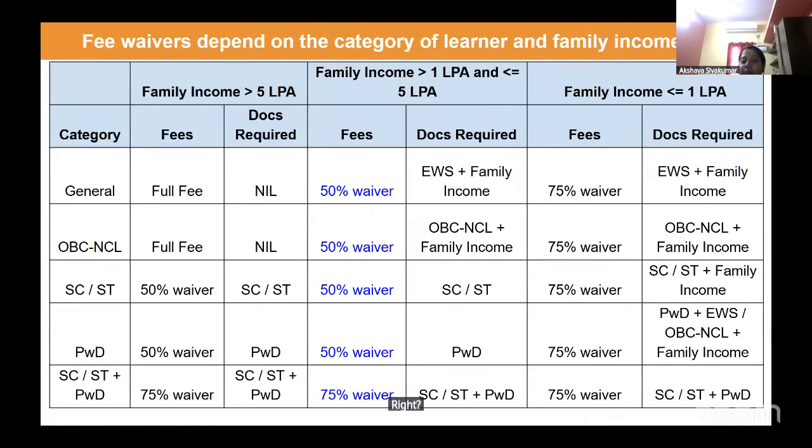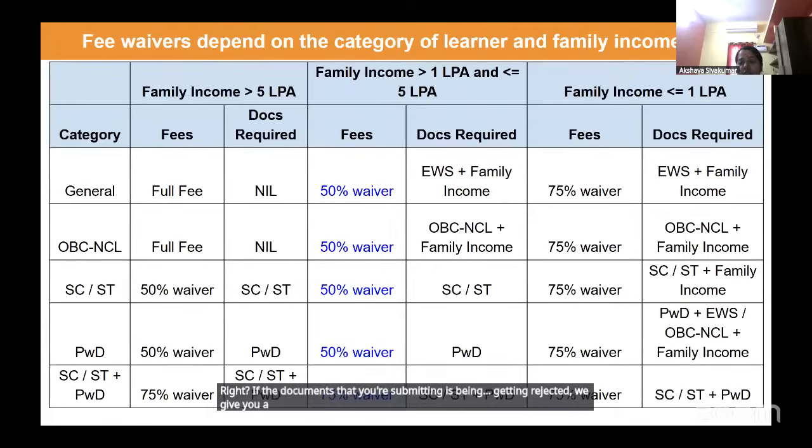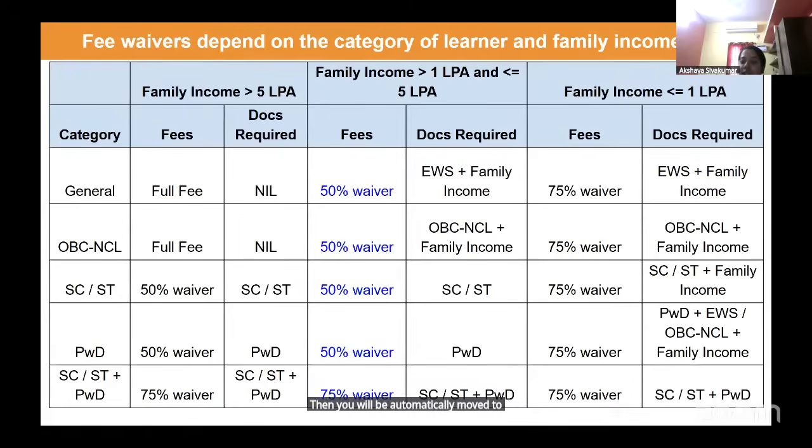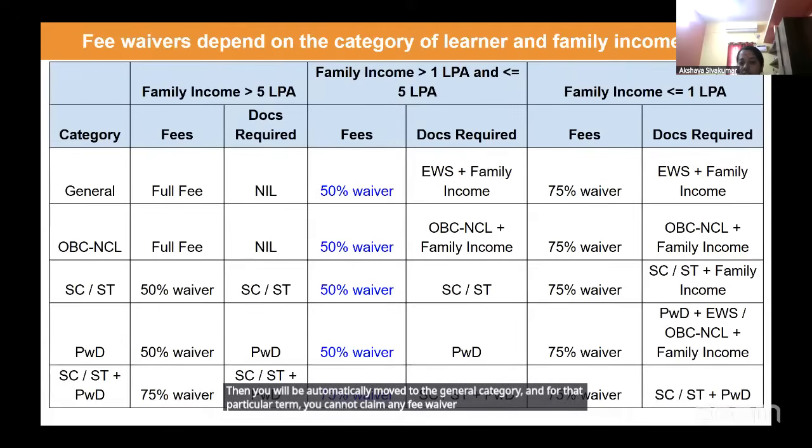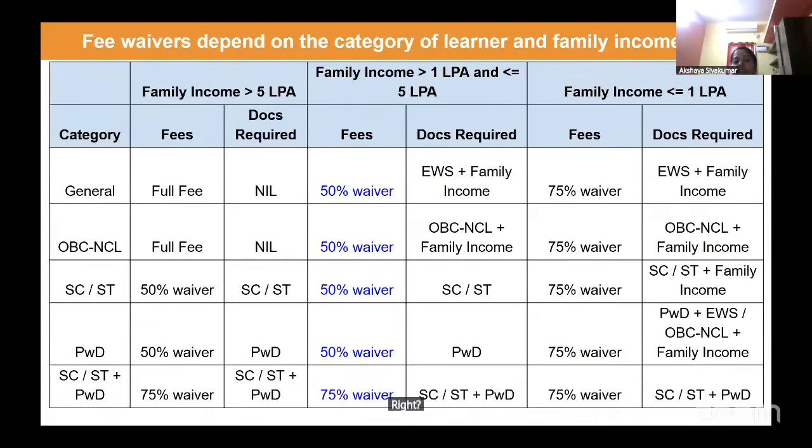If the documents that you are submitting get rejected, we give you a separate window where you can re-upload the documents. But if they get rejected again, then you will be automatically moved to the general category, and for that particular term, you cannot claim any fee waiver at all. Say, for instance, you submit an OBC NCL certificate, but its validity is over. Then during the verification, your document is going to get rejected.